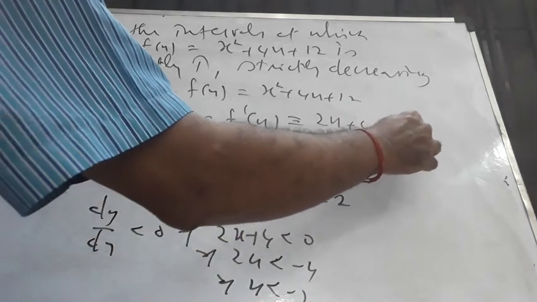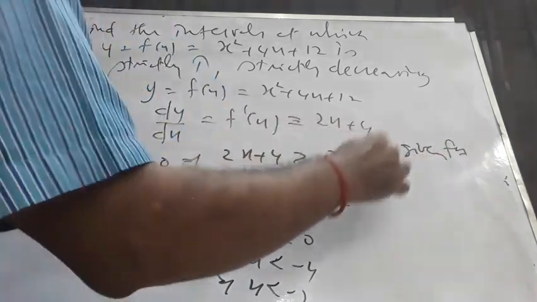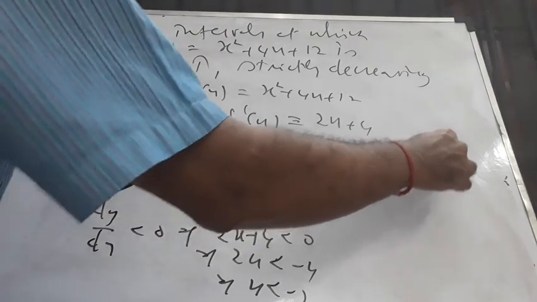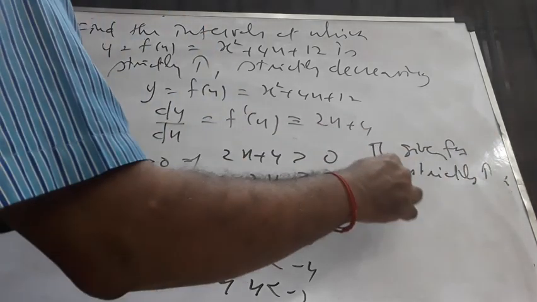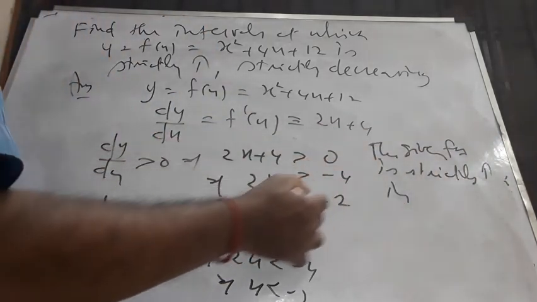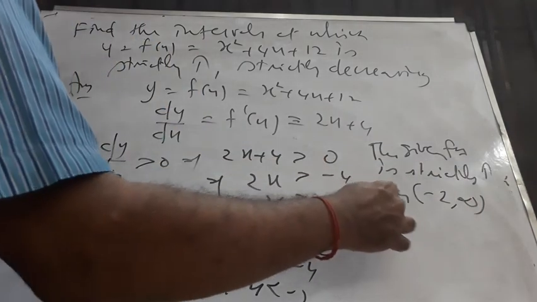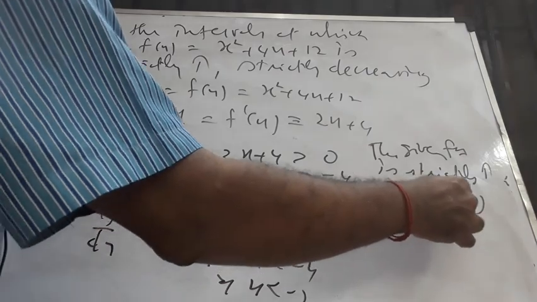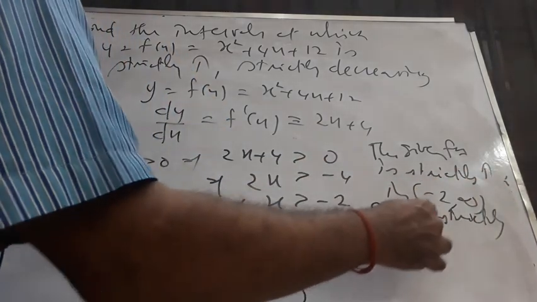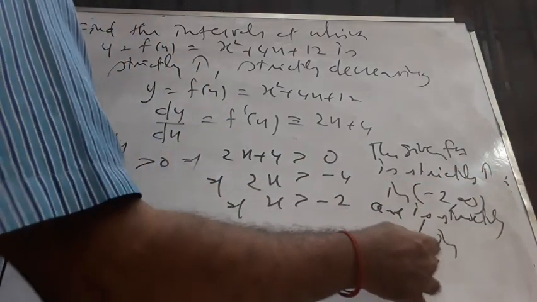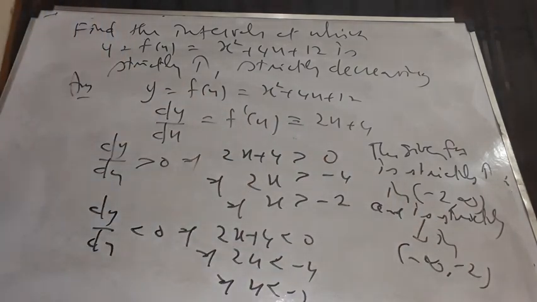Therefore, the given function is strictly increasing in, how do I write this, minus 2 comma infinity, and is strictly decreasing in, how do I write this, minus infinity comma minus 2. Let me just see how we go about it.